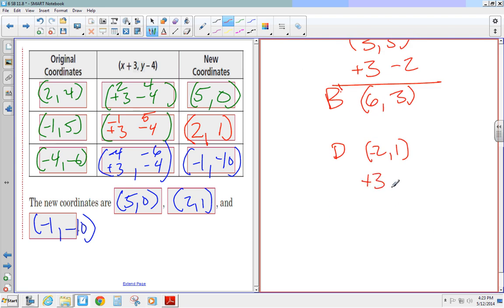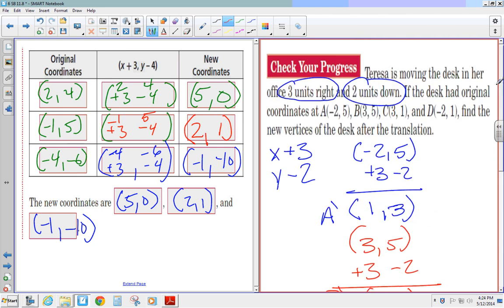And you're again adding 3 and subtracting 2. Negative 2 plus 3 is 1. 1 minus 2, negative 1. So that is now D prime. And I think you've seen enough and know enough that you can try to find C prime now on your own.